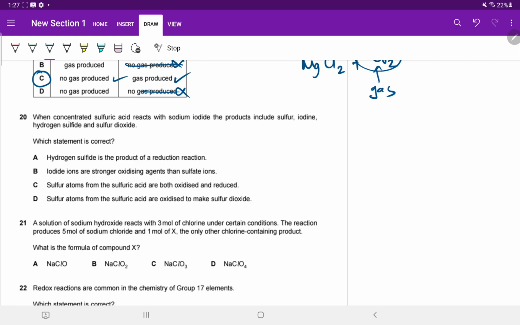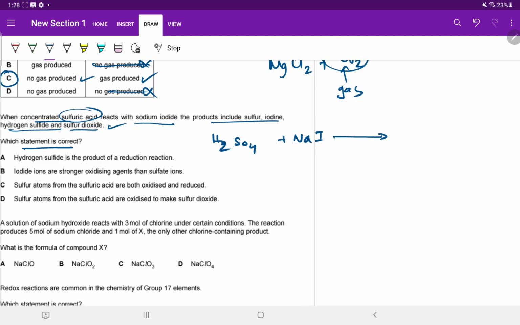Question 20. When concentrated sulfuric acid reacts with sodium iodide, the products include sulfur, iodine, hydrogen sulfide, and sulfur dioxide gas. Yes, we know this equation. So which statement is correct? Hydrogen sulfide is the product of a reduction reaction. So let's just first write down the whole equation. So concentrated sulfuric acid, H2SO4, reacts with sodium iodide.